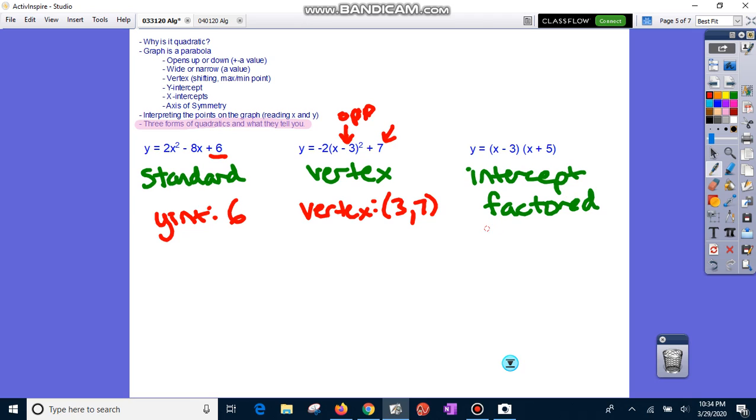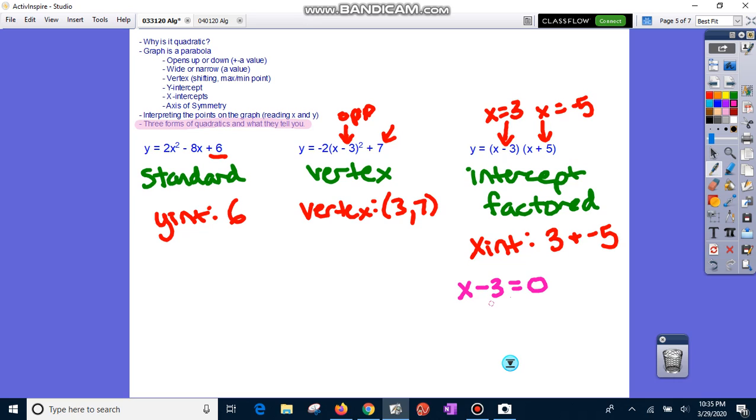Intercept or factored form is actually telling you your x-intercepts, and your x-intercepts are going to be the opposite of what you see in here. So it's what makes this whole thing equal to 0. That would be an x value of 3, and this one would be an x value of -5. So the x-intercepts are 3 and -5 in that case. Again, it can get more complicated than that, but essentially you take each parenthesis, set it equal to 0, solve, and you get x equal to 3, which more simply is the opposite of what's in here. But remember, when a number comes out front, it gets a little bit more difficult than that.